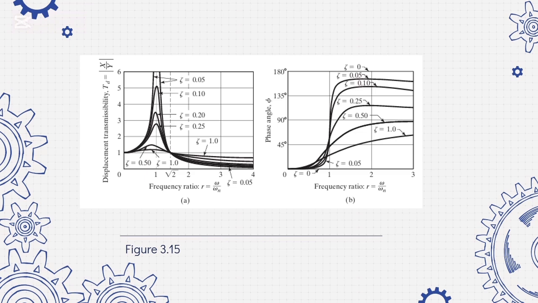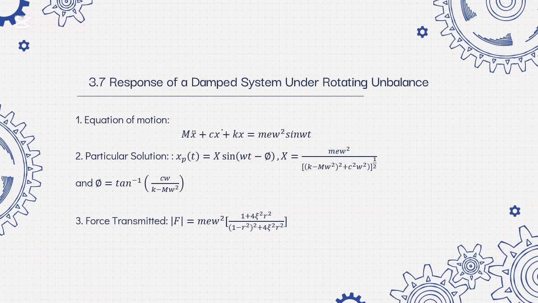Now we'll move to the next subtitle, which is the response of a damped system under rotating imbalance. It occurs when a rotating component, such as a disc or rotor, has unbalanced mass, generating a periodic force due to the centrifugal effect.